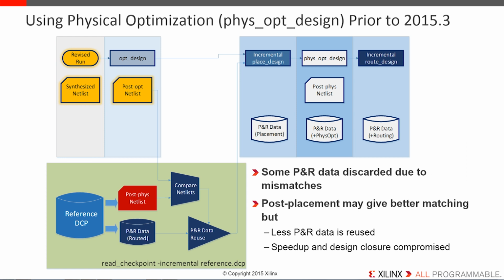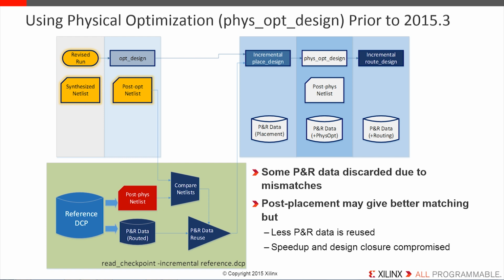Next, the design is updated, and after opt_design, the reference DCP is processed by the read_checkpoint -incremental command, as illustrated in the green box. Here the place and route data is extracted from the reference design and applied to matching cells and nets in the revised design. There is a problem, however.